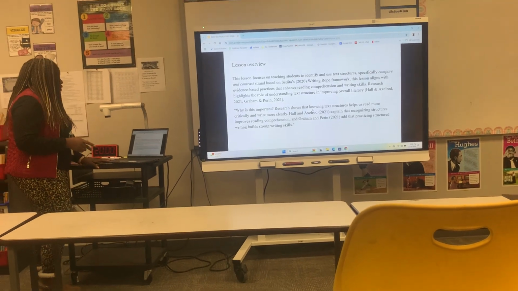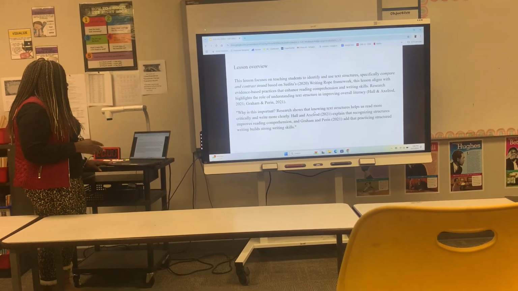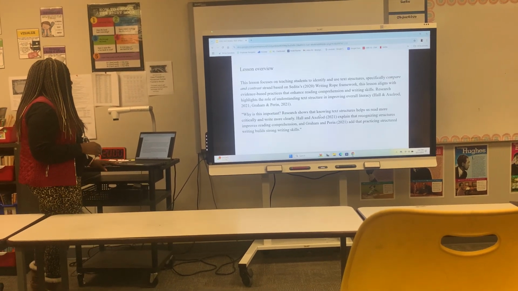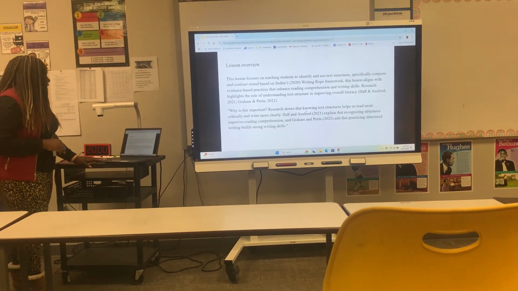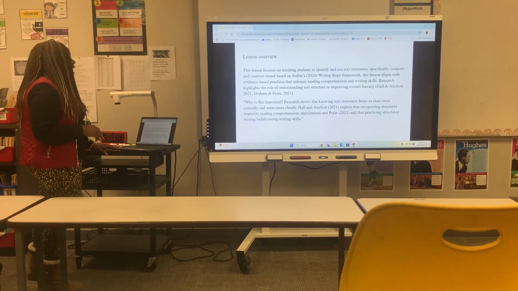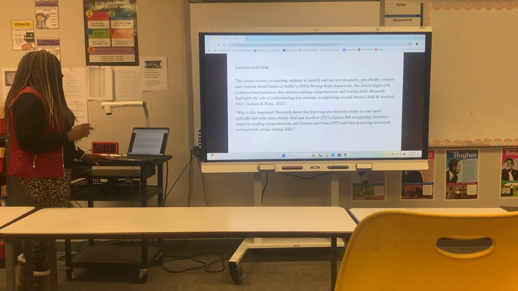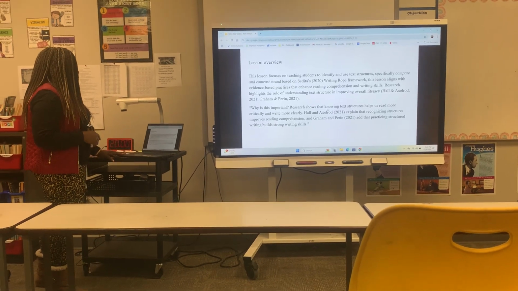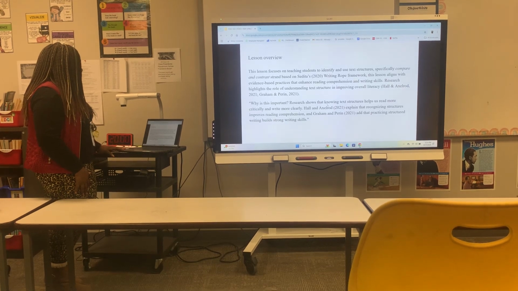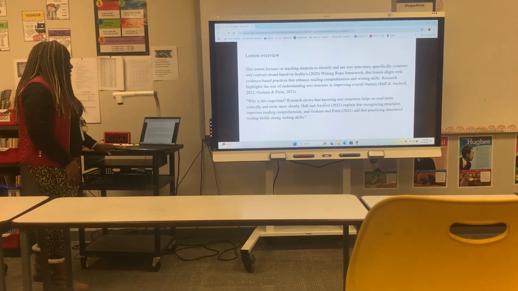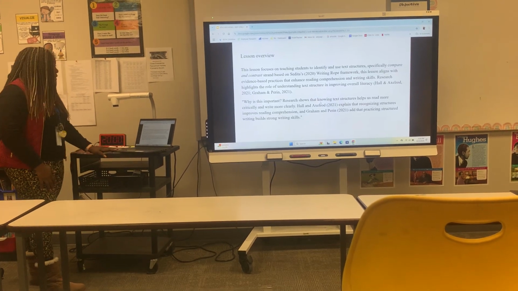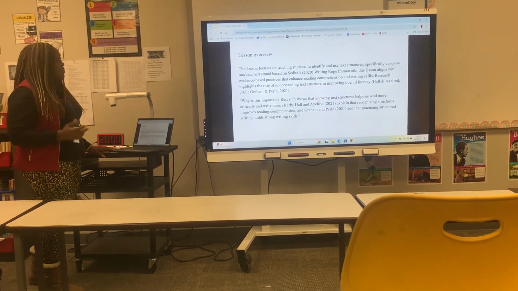For the lesson overview, this lesson focuses on teaching students to identify text structures, specifically compare and contrast, based on Sedita's 2020 Write and Wrote framework. This lesson aligns with evidence-based practices that enhance reading comprehension and writing skills. Research highlights the role of understanding text structure in improving overall literacy, according to Hall and Alex-Rod 2021, Graham and Perrin 2021. Why is this important?